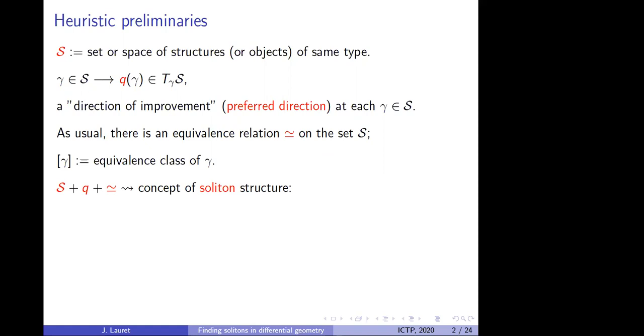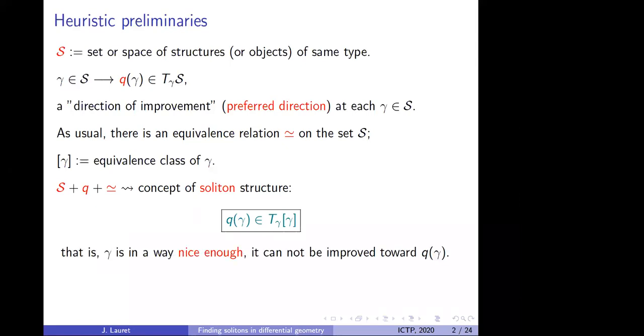Okay, so as usual, we also have an equivalence relation in the set, okay? And we denote the equivalence class of each element in this way. Okay, and so these three things are enough to define the concept of soliton, which is when the preferred direction is tangent to the equivalence class.